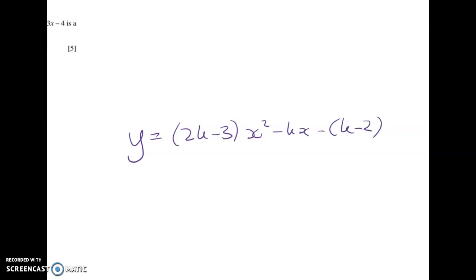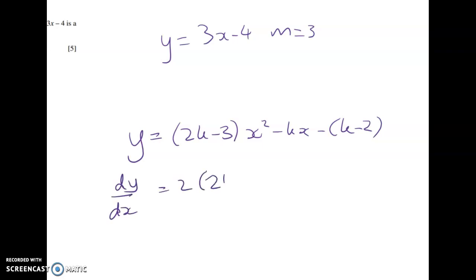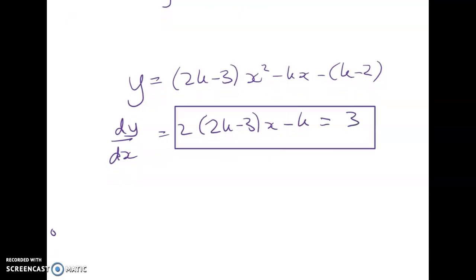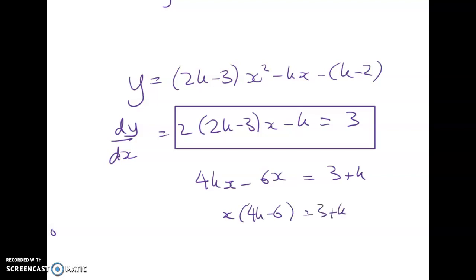And then we're going to set that derivative equal to 3 because we know that the gradient of 3x minus 4 is 3. And that lets me get an x value. So dy by dx here, just using the chain rule, will be 2 times (2k minus 3)x minus k. And if that's equal to 3, then I can expand this, and I'll get 4kx minus 6x equals 3 plus k, giving me x into (4k minus 6) is equal to 3 plus k.